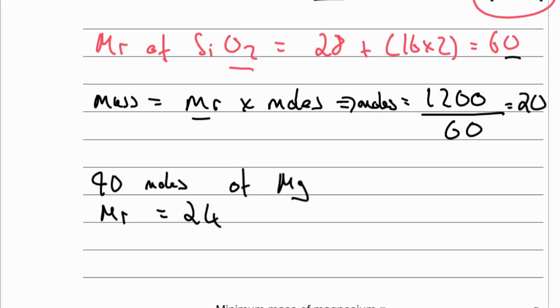And once again, we're going to use our same equation, mass equals Mr times moles. And this time we don't even need to rearrange it because we're looking for the mass. So now the mass will be equal to the Mr of 24 multiplied by the number of moles. And we know that it needs to be 40. And so 24 times 40 should give you 960. And so the mass of magnesium is going to be 960.